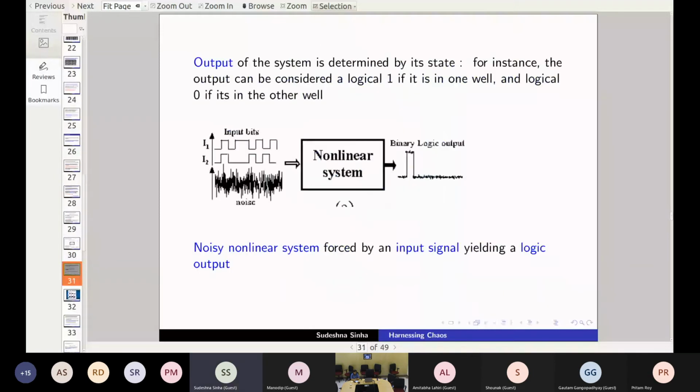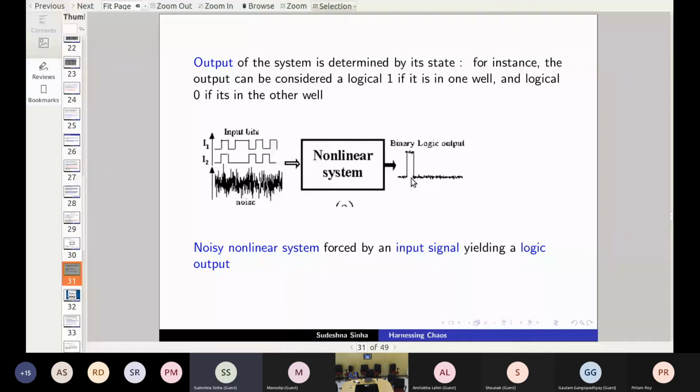And here is a little schematic of it. Here are the input bits coming in. Here is noise, whatever there is. Here is your nonlinear system. The nonlinear system switches up and down between the wells, giving your binary logic output. For instance, you can declare one well to be 0, one well to be 1, whichever way. And every time it toggles, it jumps from one well to another. But it has to switch exactly in accordance with the truth tables of your logic operation.